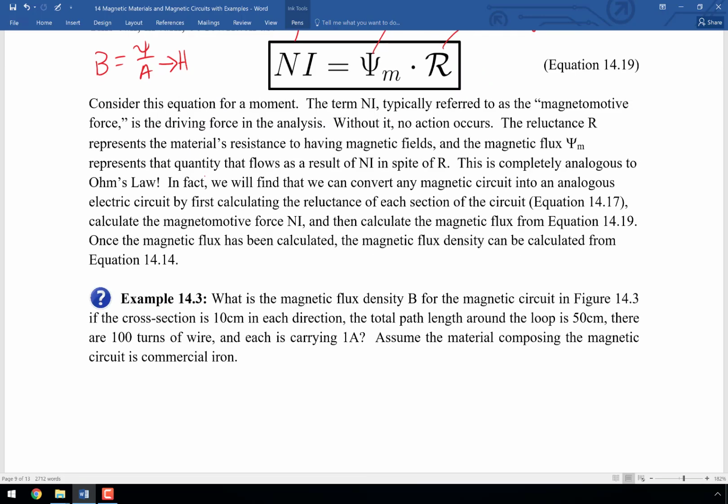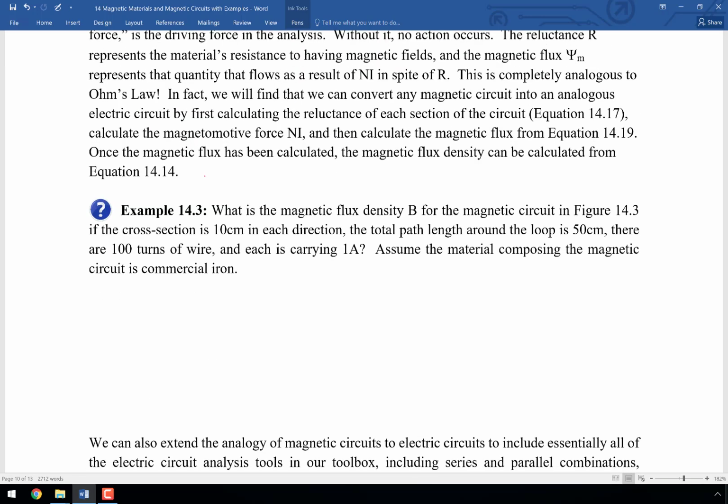So let's do an example here. What is the magnetic flux density B for the magnetic circuit in figure 14.3 if the cross section is 10 centimeters in each direction, the total path length around the loop is 50 centimeters, and there are 100 turns of wire, each carrying 1 amp? Assume the material is commercial iron. So assuming that we have commercial iron, that means that mu sub r is equal to 5,000.